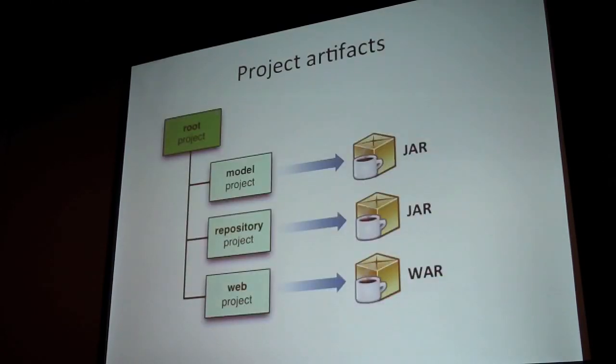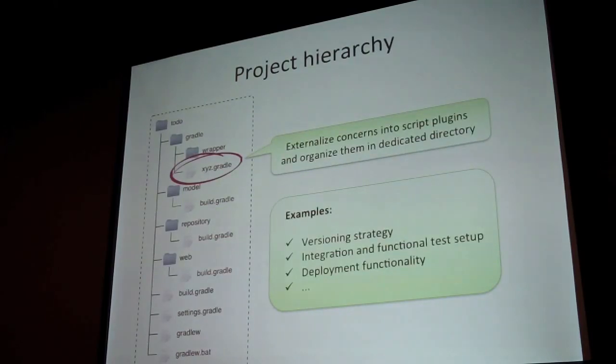Let's have a look at the artifacts that are produced by our project. Just one question. On the previous slide, why wouldn't you use buildSrc if you're in a multi-project build? You could do that too. I mean, it's just one option.